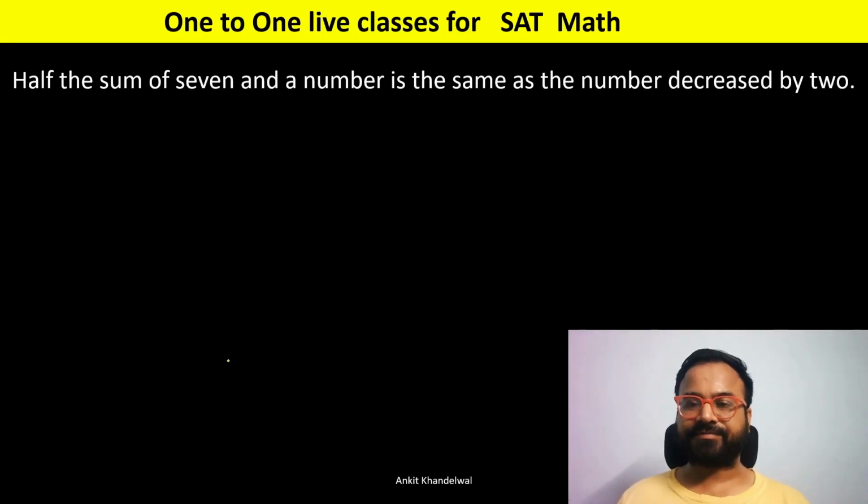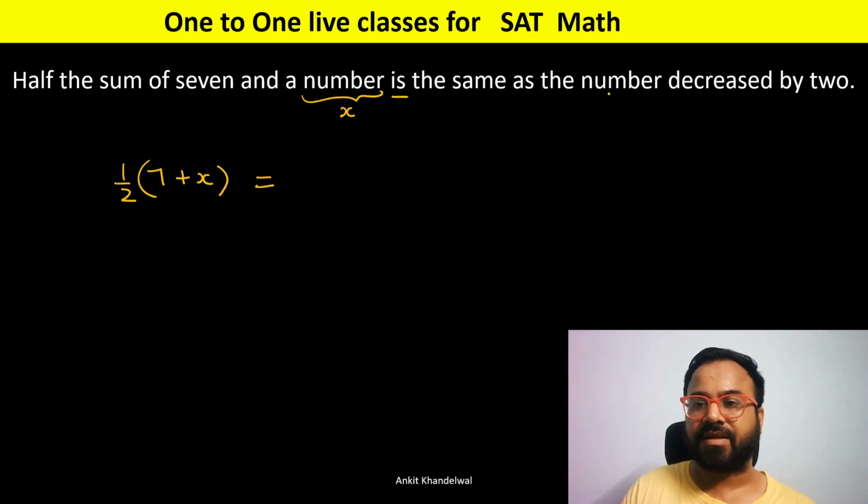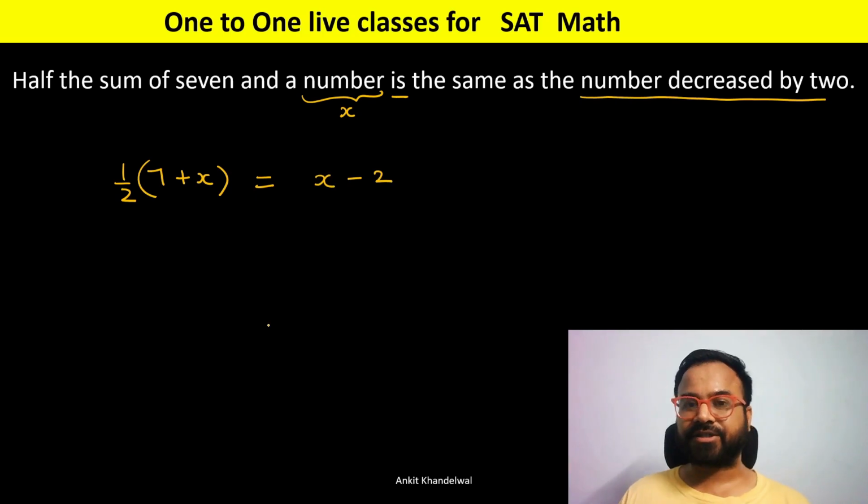Now you try this. You can pause the video and try. Okay, so let's see this. It is written, half the sum of 7 and a number. So 7 and a number, let's say the number I am taking as x. So half the sum of 7 and the number: the sum of 7 and the number is multiplied by half. Is means equal to, is the same as the number decreased by 2. So this is the particular equation for this statement.